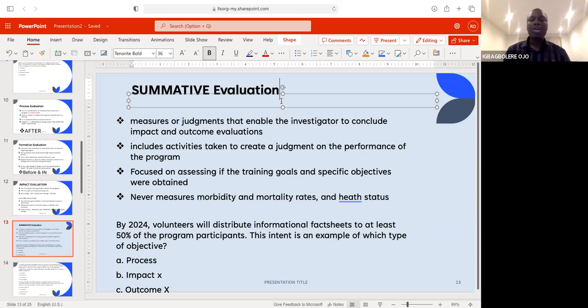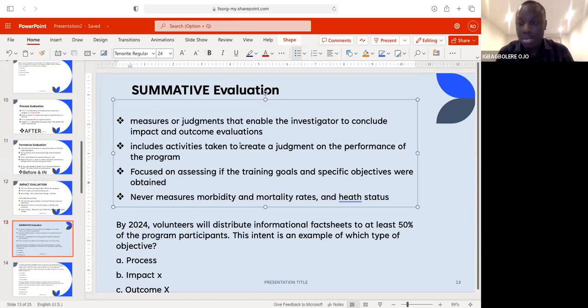Okay. It includes activities taken to create a judgment on the performance. So basically, you are judging the performance of a program. You have summarized the whole thing, and now you are measuring it, in alignment with fidelity. Was it worth it? Did it do what it says it's going to do? You pass a judgment on it. All right. So it focuses on assessing training goals and specific objectives.